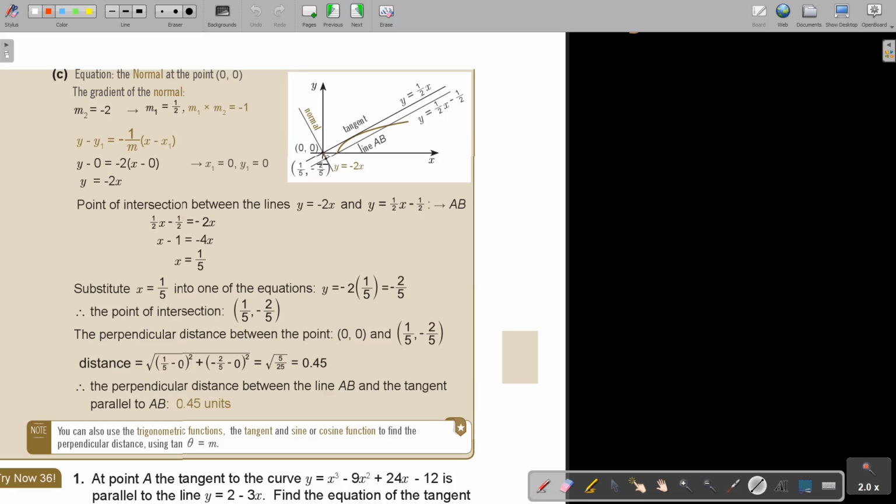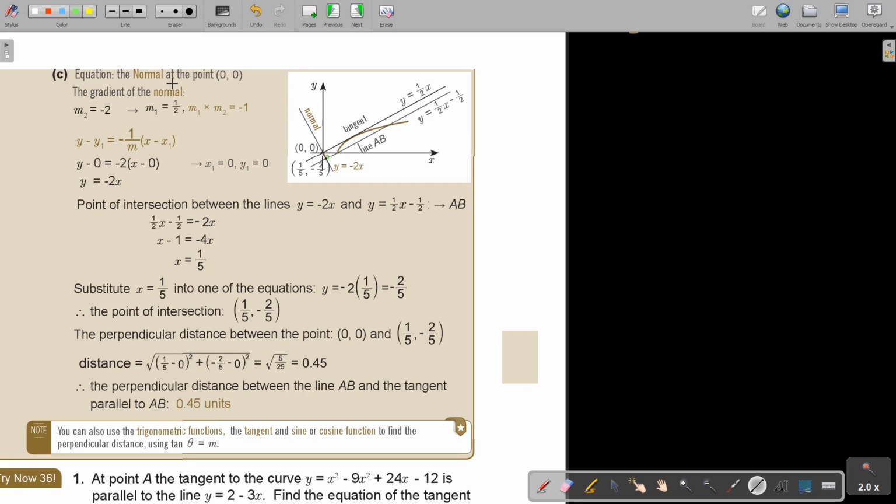But before we go and find that, I'm first going to find the normal. What I'm finding, I have 0, 0. I want to find this point here. Now, how do I find this point? If I get the equation of the normal, I have the equation of this line AB. I can solve it simultaneously to get that point. A little bit of coordinate geometry.